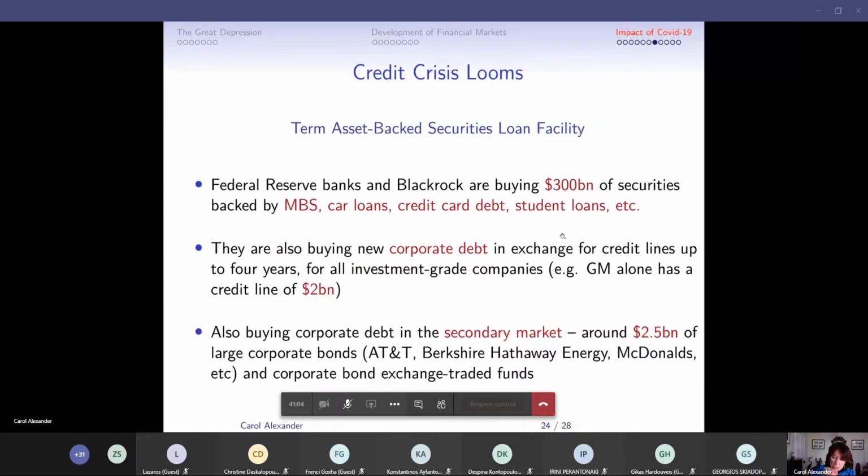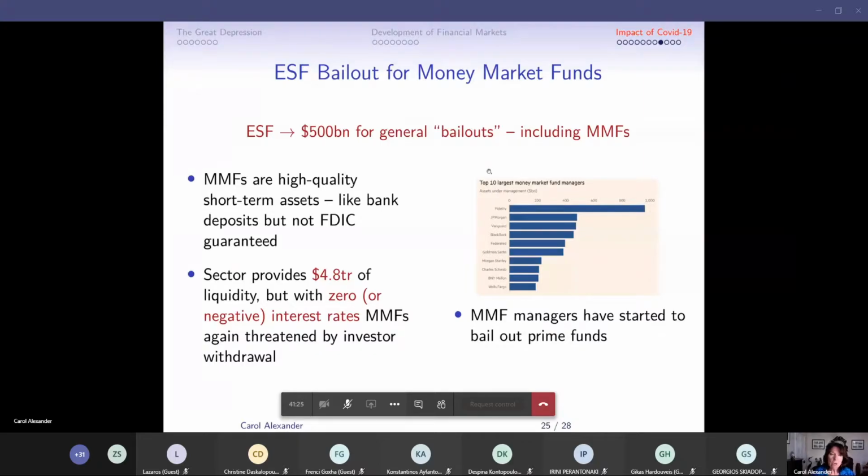They're also buying corporate debt in the secondary market, around 2.5 billion of corporate bonds from large companies, even Berkshire Hathaway Energy, McDonald's, AT&T, obviously the car companies and so forth, and smaller companies through corporate bond exchange traded funds. So basically, the Fed are buying all the capital markets. And this CARES Act has now allocated not 23 billion, but $500 billion to the Exchange Stabilisation Fund to bail out the money market funds, not just money market funds, but general bailouts, defending the dollar as necessary and so forth.